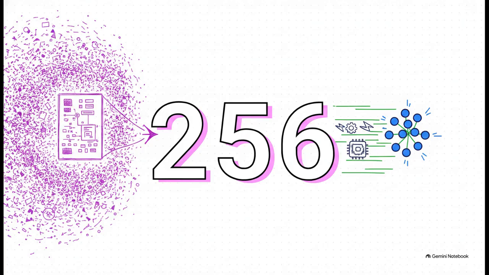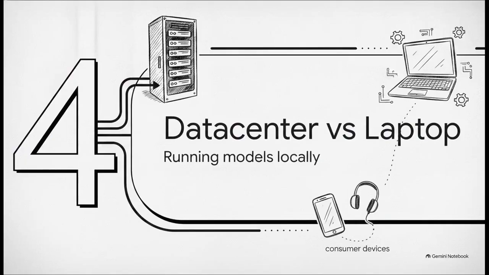Because the 8-bit integer has such a tiny fraction of the possible choices, the processor doesn't have to work nearly as hard. The AI can perform all those complex mathematical calculations incredibly fast, simply because it has fewer options to sort through. Let's ground this theory in reality in Section 4, Data Centers versus your laptop.